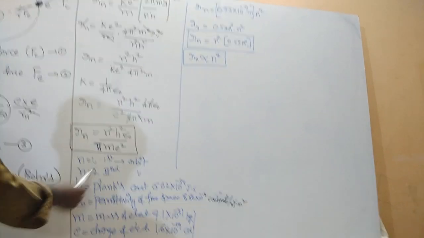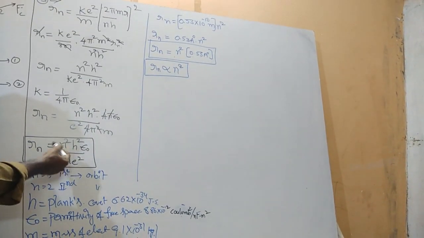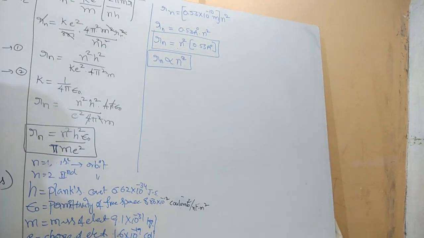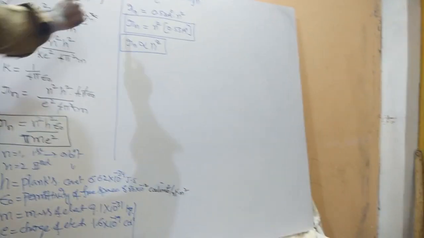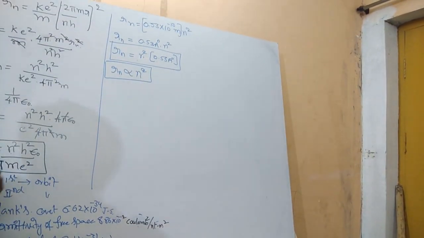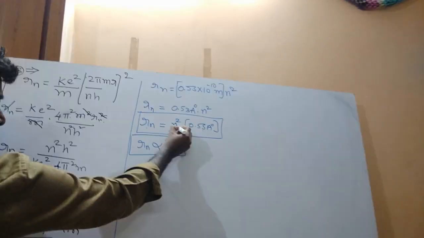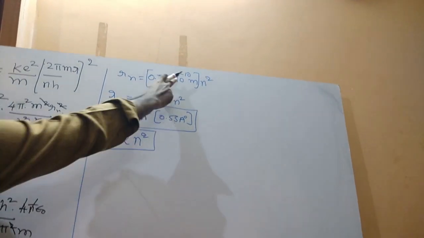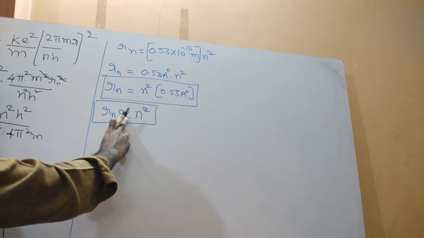If we substitute all these constants, other than the n value, which depends upon the number of the orbit, first orbit, second orbit, the Rn value will be 0.53 into 10 to the power of minus 10 meter into n square. That is, Rn is equal to n square into 0.53 angstrom. 10 to the power of minus 10 meter we can write as angstrom.